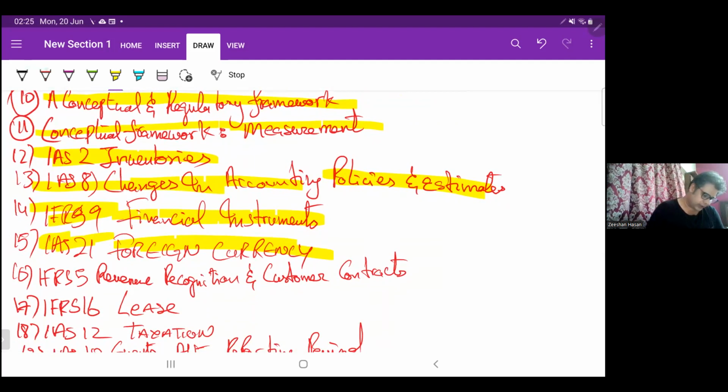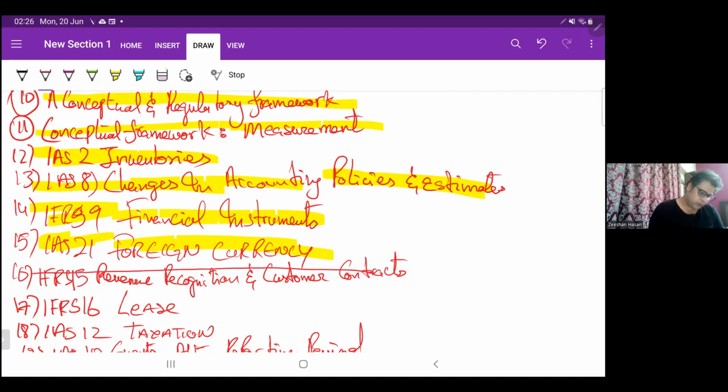Then we will do the next area, IFRS 15, revenue recognition and customer contracts. The five steps to recognize revenue and their accounting treatments. Then about the customer contracts, what is the input method and output method for the customer contracts.